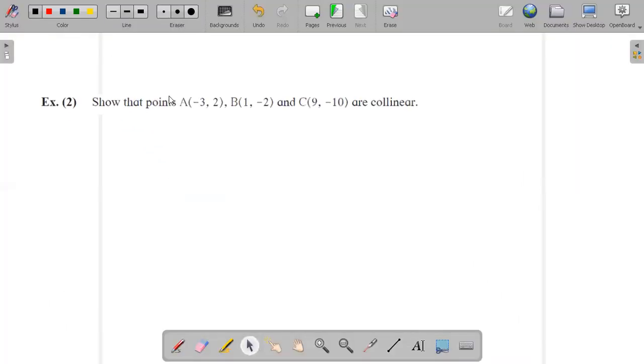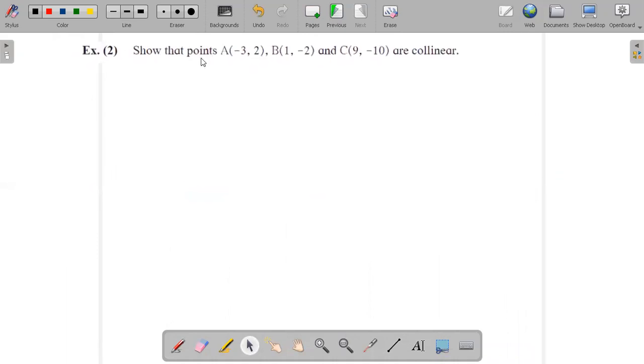In this sum, this is an example sum in the textbook. It's already solved. I'll explain this and then we will move on to the exercise. It says, show that the points A with coordinates -3, 2, B with coordinates 1, -2, and C with coordinates 9, -10 are collinear. These three points are given to us, and we have to check whether they are collinear or not.